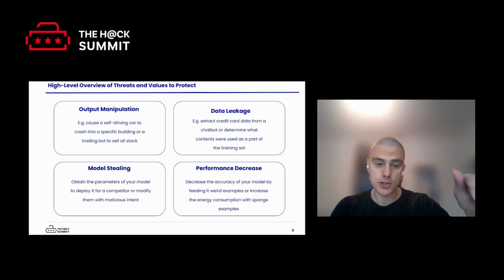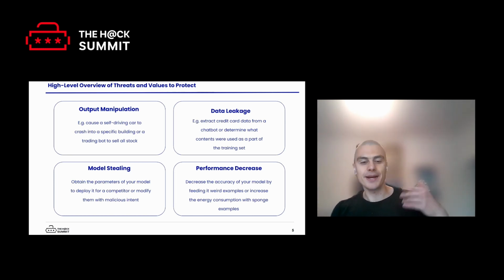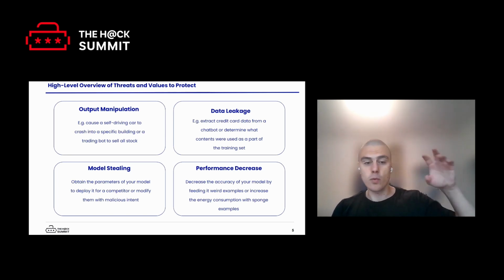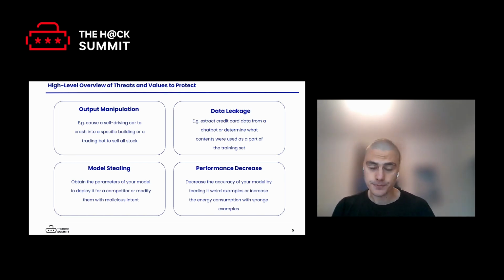And this also has to do with model stealing. That is a practice we've seen in deep learning challenges over 10 years ago already. It has to do with obtaining the parameters of your model to deploy it for a competitor, or to launch a white box version of this model for yourself and then craft specific attacks on it to aid the attacker in conducting other types of attacks, for example, in the form of output manipulation.